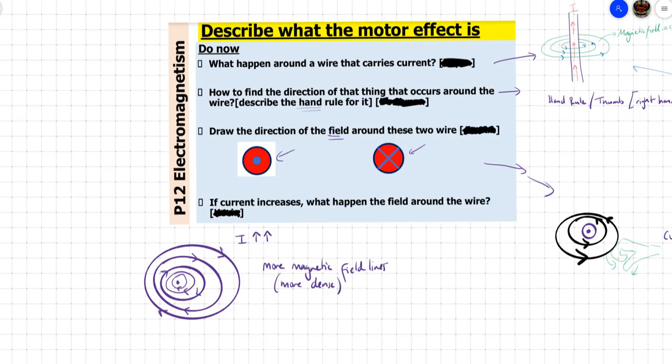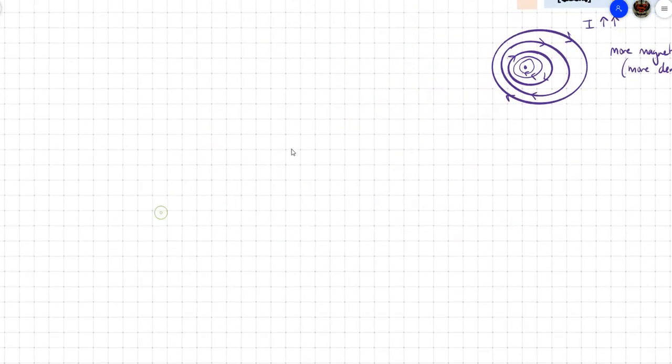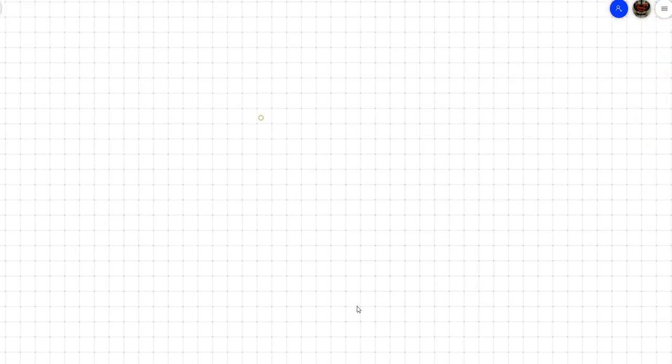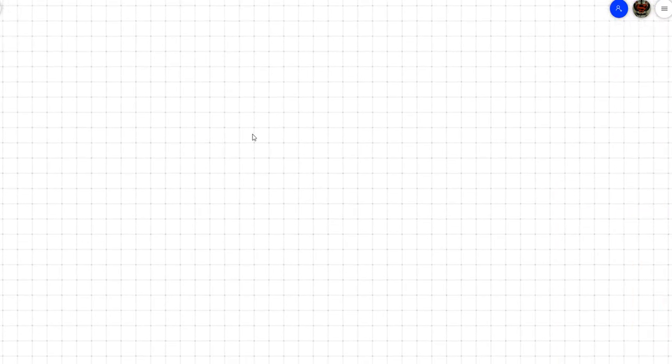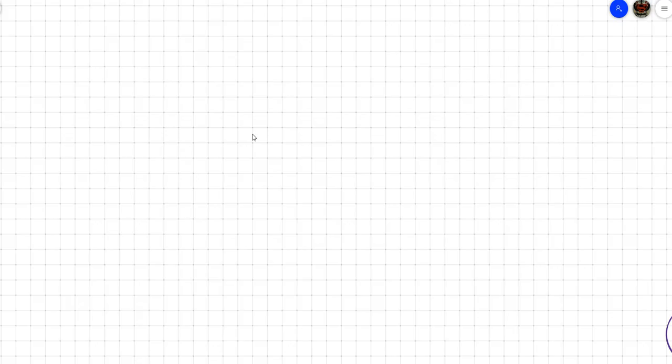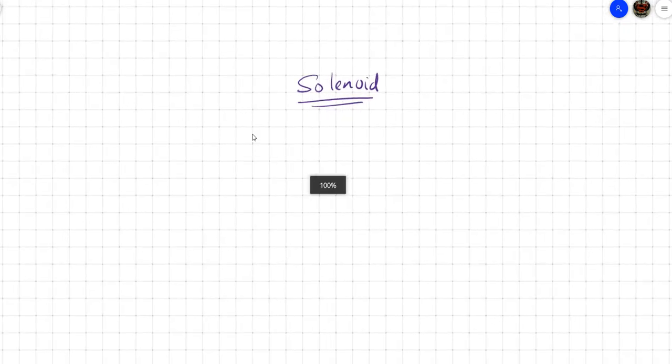All right, nice one. Now the next thing we're going to be looking at is a, where is it? Before we look at the motor effect, we're going to be looking at a solenoid. Yeah, so a solenoid. So this is something that we may have not covered yet, but we'll find out. Now a solenoid is just a curl of wire. Okay, so we take a wire and then we coil it up.